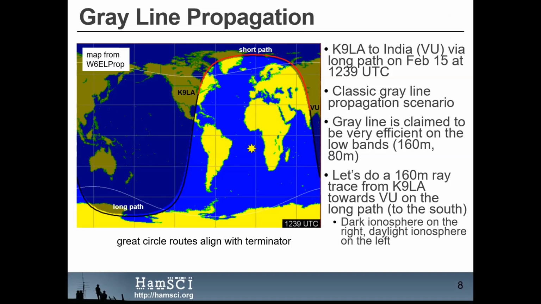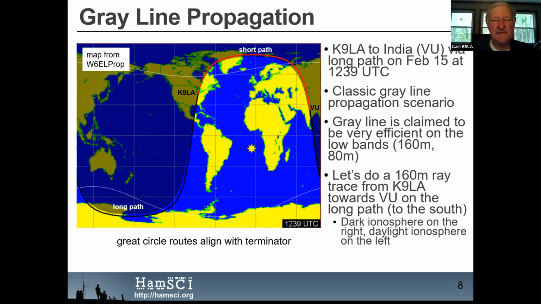What is a terminator? Okay, the terminator is the division between day and night in the ionosphere. It's usually considered to be a sharp distinction, but it really isn't. Is it different than the gray line? I think those two words are synonymous. Terminator, I think, is more the astronomical term for between day and night, whereas gray line is kind of ham radio-ish. So what we have here is a very classic gray line propagation scenario.